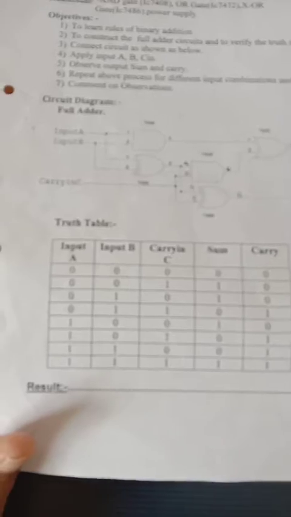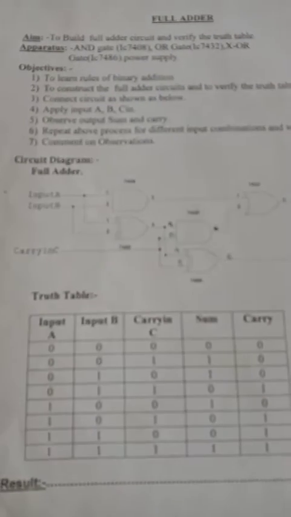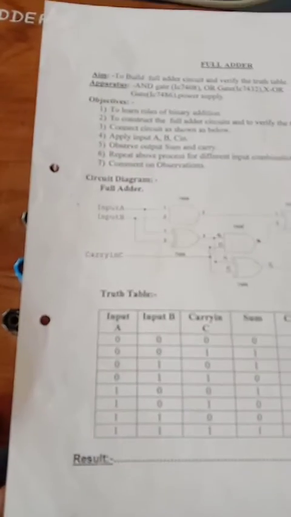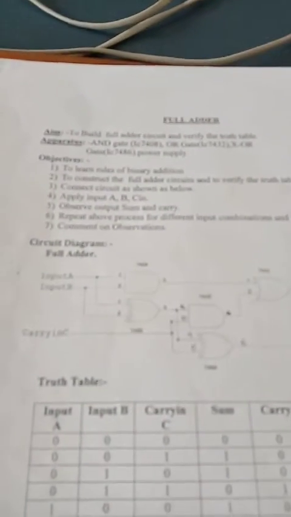To build a full adder circuit, we require 3 ICs. IC 7408, it is for AND gate. IC 7486, it is for XOR gate. And IC 7432, it is for OR gate. Okay. So this is the logic diagram. Now we have to build this circuit, or we have to make the connections as per this logic diagram.